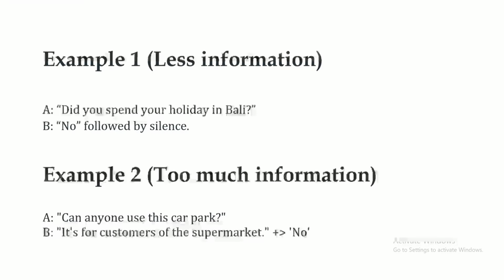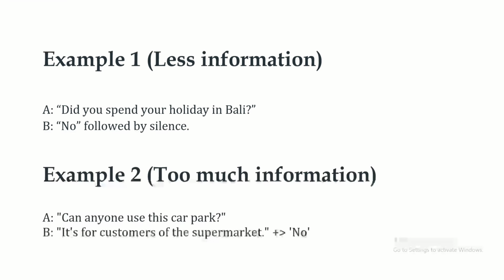B answered no, and then followed by silence. So answering no, it would be true, of course, but it is insufficient. So B should say more information, so her answer won't be considered rude. If we experience this, we might assume that this person is rude because her answer or his answer is just so plain, like no, yes, right? So we should say more information that's needed to have a good communication.